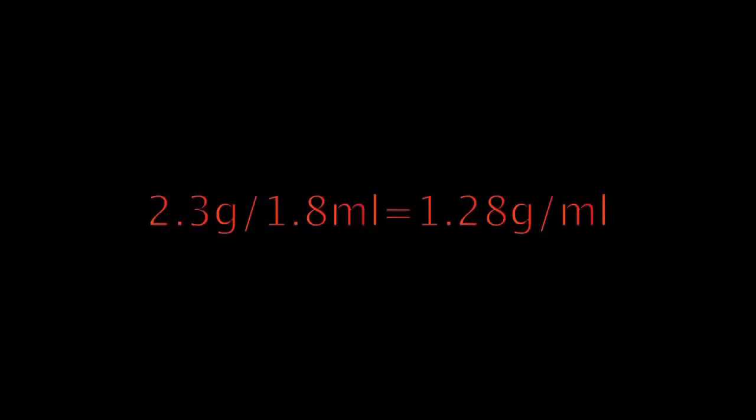and knowing that its average weight is 2.3 grams, we can use that information to calculate the density of a gummy bear. Now, this is easy. We just basically divide the weight by the volume. So that's 2.3 grams divided by 1.8 milliliters, giving us 1.28 grams per milliliter. Otherwise known as the specific gravity of the gummy bear.